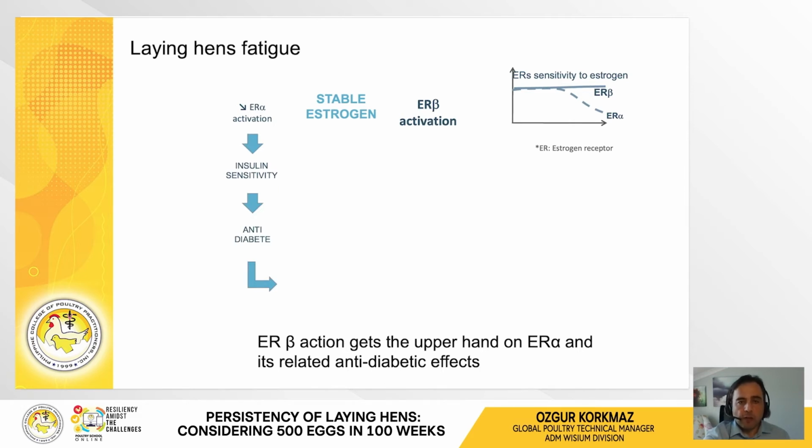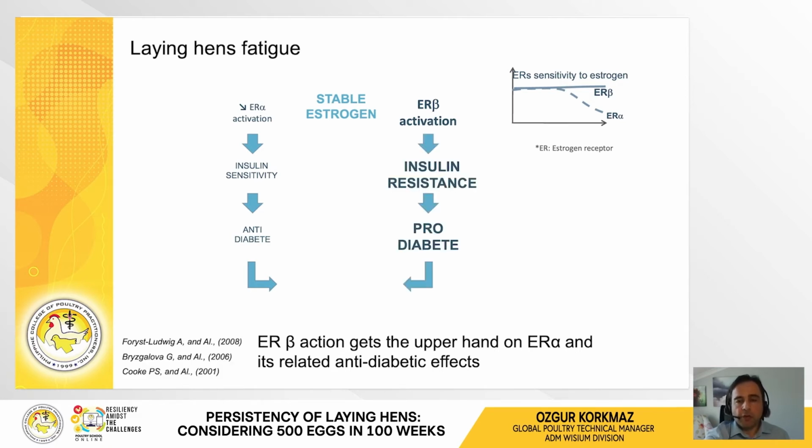Estrogen alpha receptors create insulin sensitivity, which is anti-diabetic, and estrogen beta creates insulin resistance. It is pro-diabetic, and normally there should be balance, but when they get older, insulin resistance increases because estrogen alpha receptors are not sensitive. Sensitivity to estrogen is not working properly, and estrogen beta action gets the upper hand over estrogen alpha and its related anti-diabetic effects.